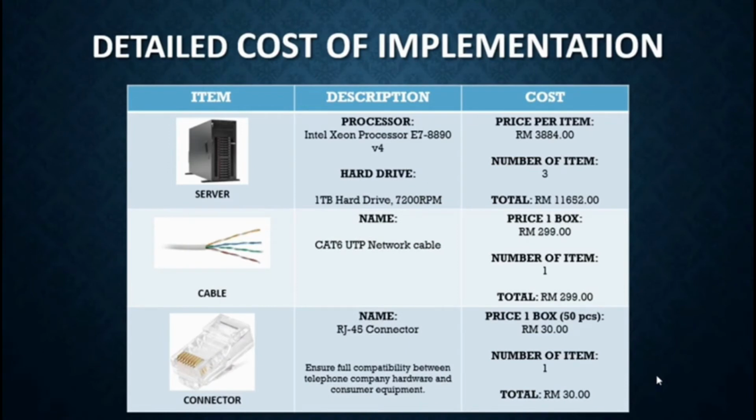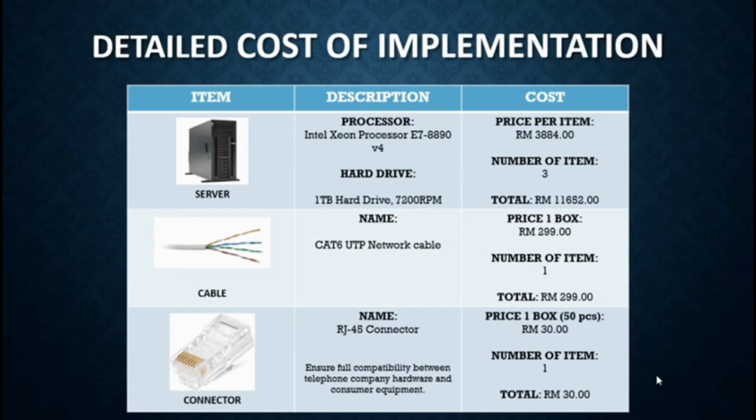Next, server. The name of the server we use is Intel Xeon processor E7-8890. Price per item is 3,884 ringgit. The number of items we use is 3. Total is 11,652 ringgit.